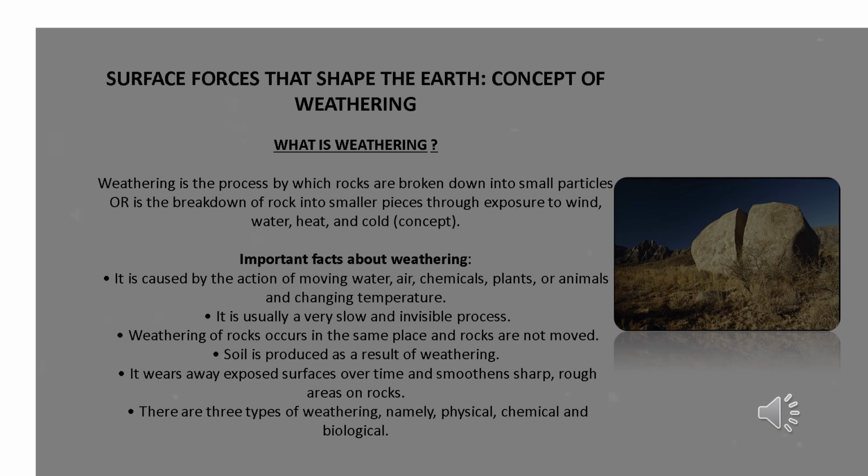Weathering of rocks occurs in the same place and rocks are not moved. Soil is produced as a result of weathering. It wears away exposed surfaces over time and smoothens sharp, rough areas on rocks. There are three types of weathering, namely physical, chemical and biological.